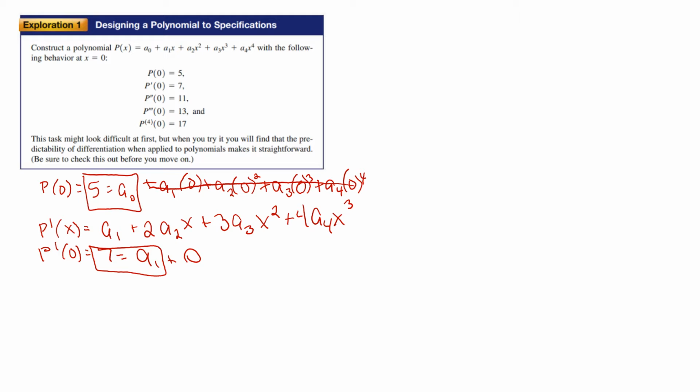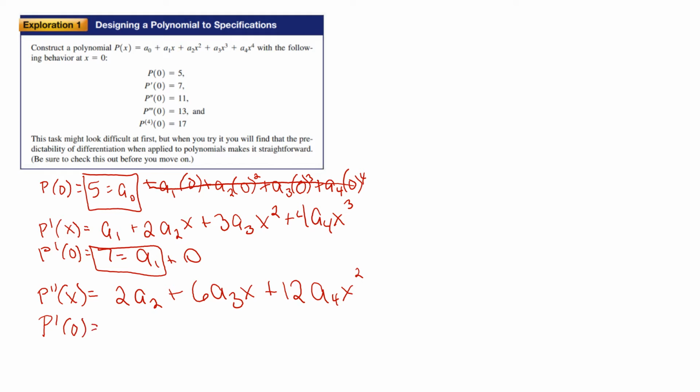All right, how about the next one? We need the second derivative to equal 11. So first we need to find the second derivative. The a1 is going to go away because that's a constant. So we'll have 2a2 plus, so we'll multiply to get 6a3x plus 12a4x squared. All right, plug in 0. It's going to have to equal 11, which will equal 2a2 plus, and then the other two things are going to have zeros because the x's are zeros. So we can then divide to get a2 equals 11 over 2.